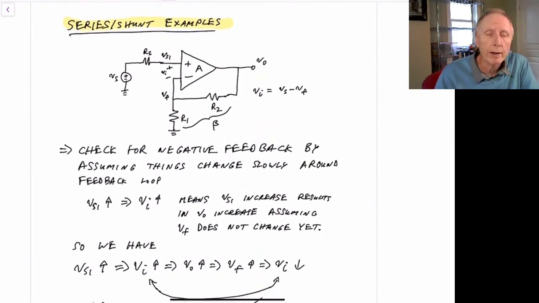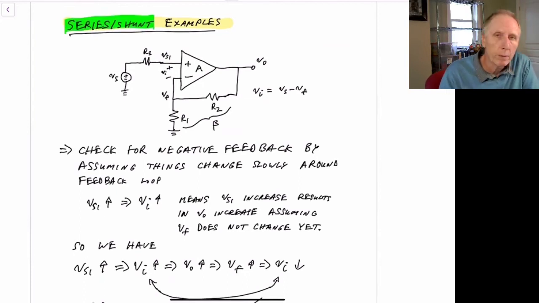Now, that's fine in a block diagram, but what does it actually look like in a circuit? So let's do some examples. So here's some series-shunt. It's probably one of the most common ones that you might think about because it's a non-inverting amplifier for an op-amp. So it's fairly straightforward. Let's look at this example.